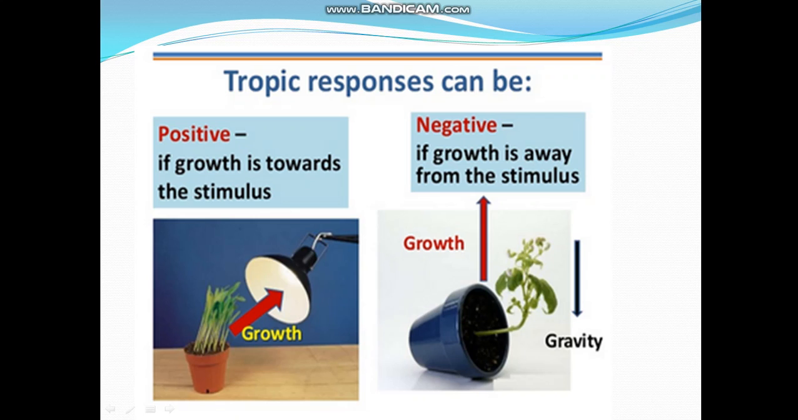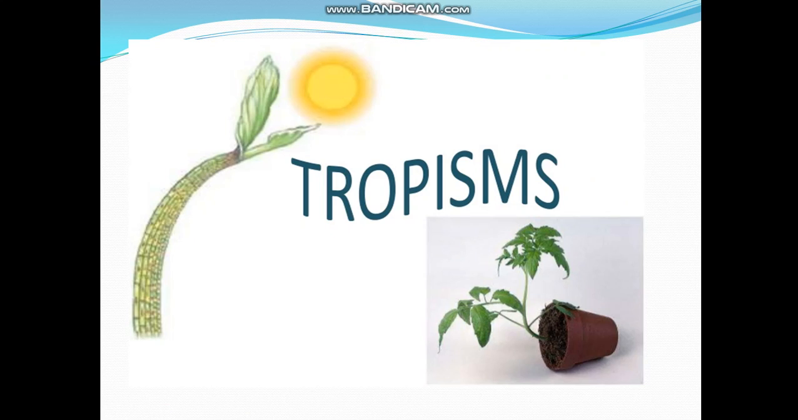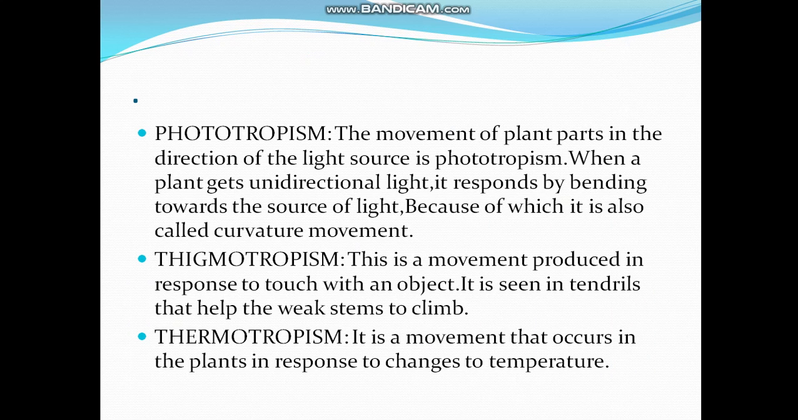Now here is a diagram where you can see the tropic responses can be positive and negative. If the growth is towards a stimulus, we call it positive. If the growth is away from the stimulus, we call it a negative tropic response. Now the next tropism is phototropism. The movement of plant parts in the direction of the light source is called phototropism. When a plant gets unidirectional light, it responds by bending towards the source of light, because of which we also call it curvature movement.